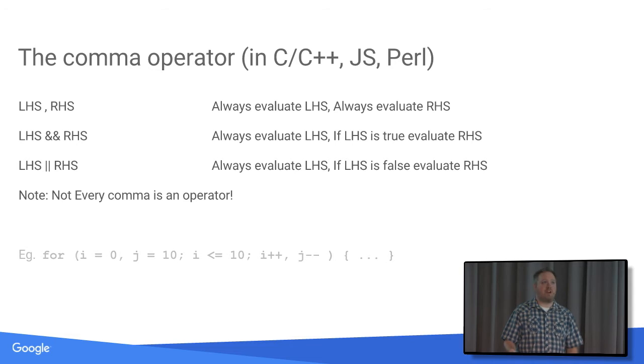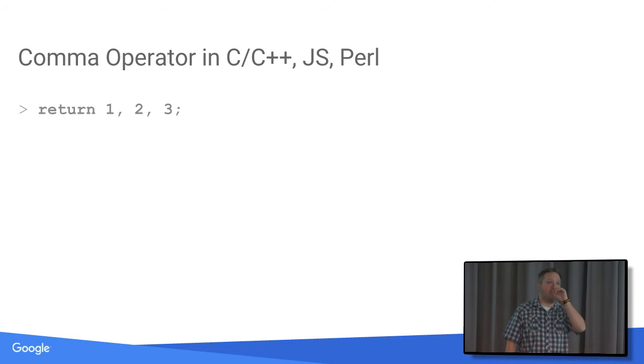Not every comma is an operator, but you may have seen this before, for example, in for loops when you've seen this sort of syntax. So in this case, it returns the value 3 because it evaluates 1, evaluates 2, and then it returns 3 because the result of the expression is 3.